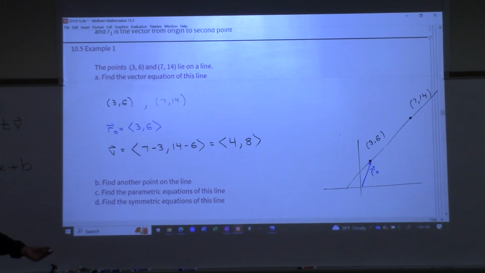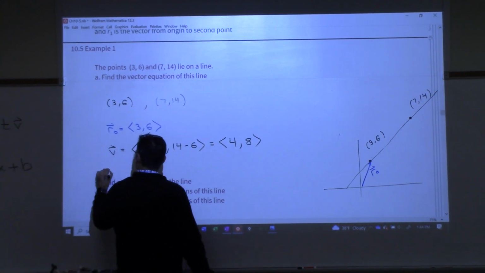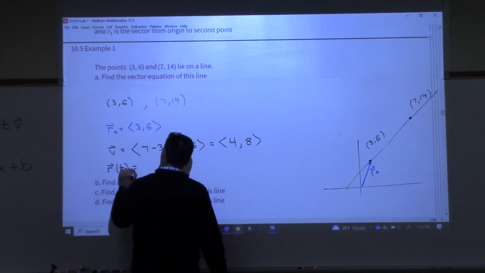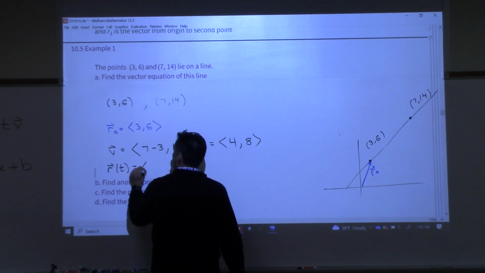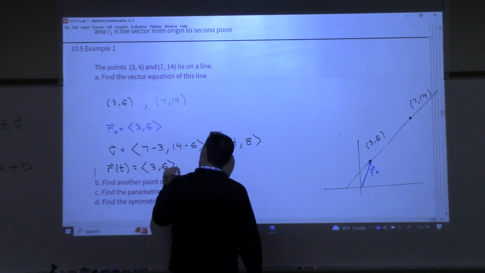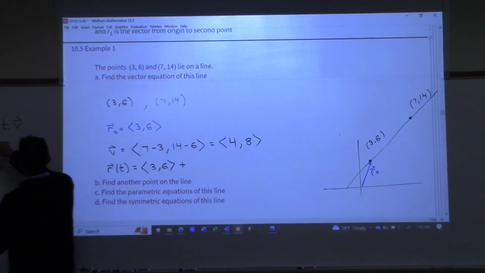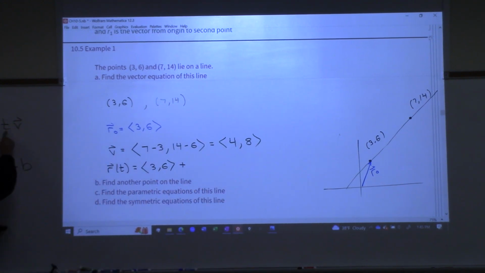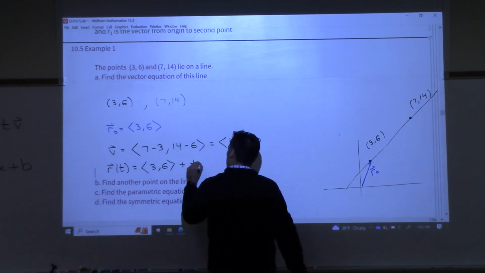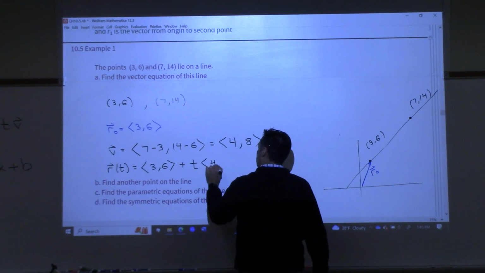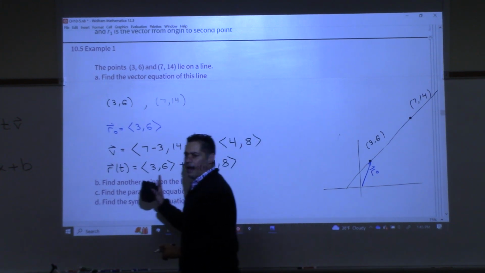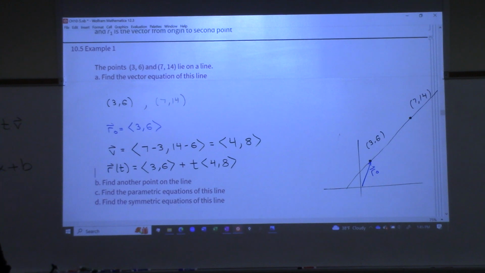And so finally, the vector equation of the line is just those things put together. So R of t equals this vector 3, 6 plus, so that's R0 right there, right? That's R0 plus t. T is a scalar, right? That's the thing that's going to allow us to stretch out that v or point it in the opposite direction. So I'm going to put t here in front of the vector 4, 8. Any questions on that? We're good?